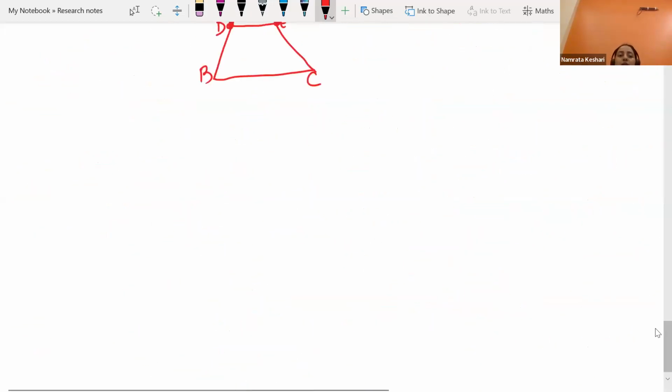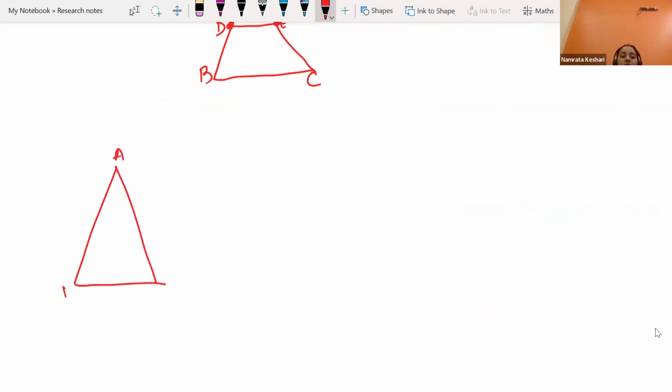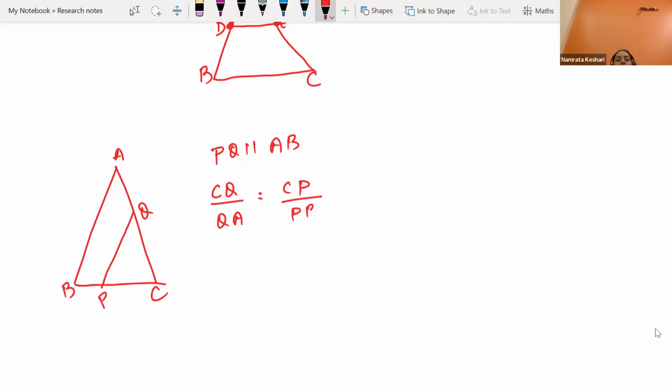So you must be very clear that if you have a triangle ABC, and there is a line parallel to one of the sides, suppose a line PQ parallel to AB, then the ratios will be the same. Which ratio? CQ by QA will be equal to CP by PB. Is it making sense, Zoha? Yeah, it's making sense. Side AC, whatever ratio it is getting divided, similarly side BC will also divide.